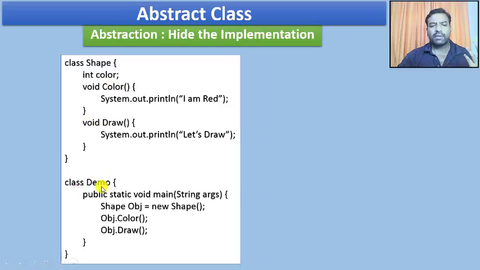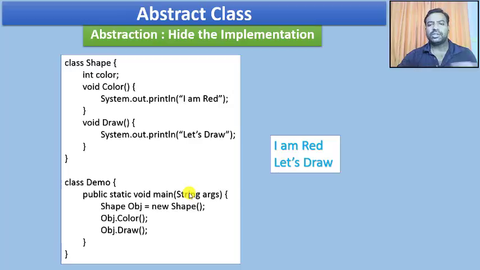And now I'm going to have a class Demo where I create a new object of this class and access these two methods. This is the usual program, and when I execute this, I get the output, I am red and let's draw, upon calling these two methods. Hence it is the same as the usual class.